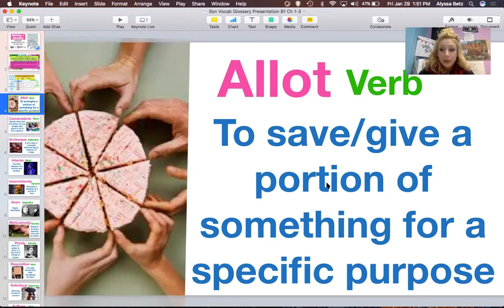Another example is with money. If you get a paycheck and you take that entire thing and just spend it, then you're not going to have money for other things. So oftentimes when people get a big paycheck, they allot money for certain things, or they save it and divide it into sections for particular purposes. For example, I could say, I'm going to allot $30 this month for my book fund. Allot: saving a portion for a specific purpose.